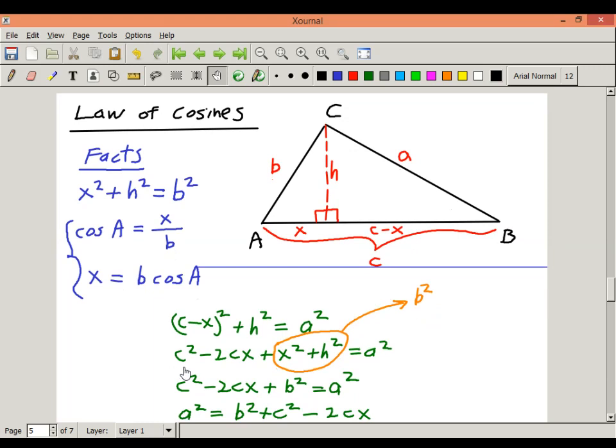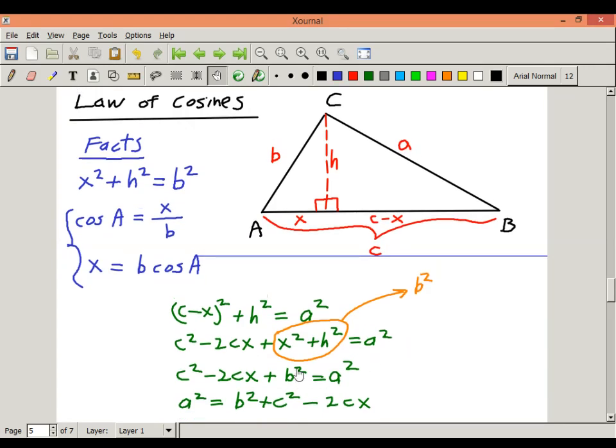Okay, next step, the second step. All I'm doing there is squaring out this binomial. You might have to think back to Algebra 1 or Algebra 2, if you've had that, on how to square out a binomial. But it's c minus x times c minus x. That'd be c squared minus 2cx plus x squared. Then I recopied the rest, plus h squared equals a squared.